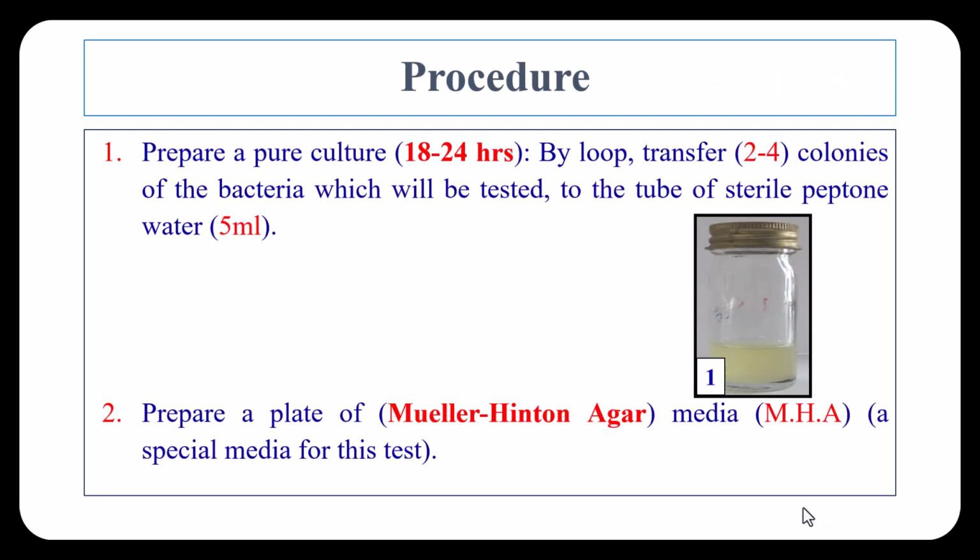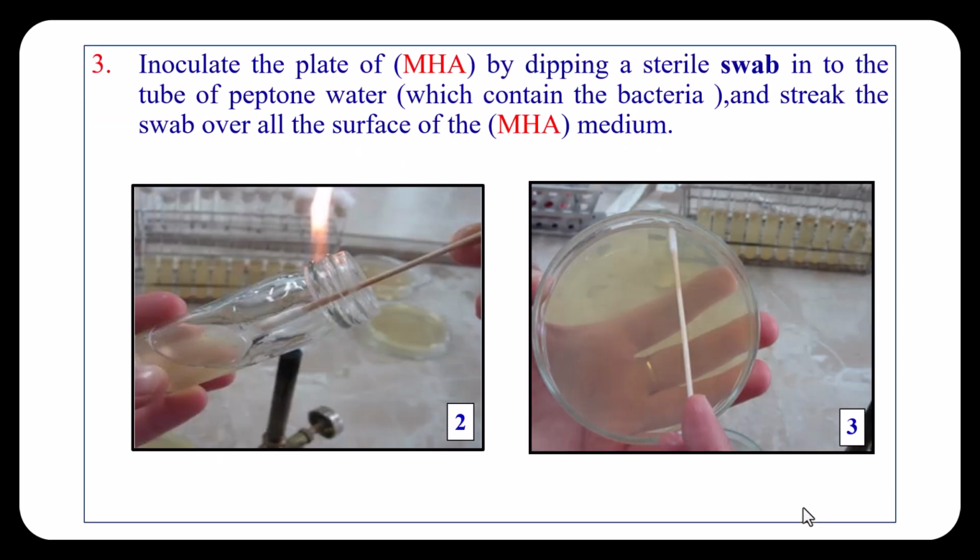And the procedure of this test: first, we make the suspension of the bacteria by transferring the colony from the pure culture with a sterile cotton swab, and this suspension should have the concentration of 0.5 according to the McFarland standard. We prepare the suspension of the bacteria and the Mueller-Hinton agar. We dip the sterile swab into the bacterial suspension and streak over the entire surface of the Mueller-Hinton plate.